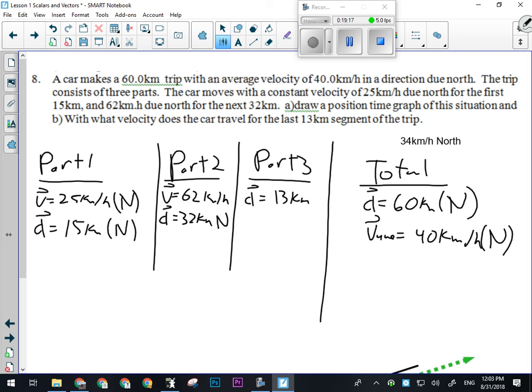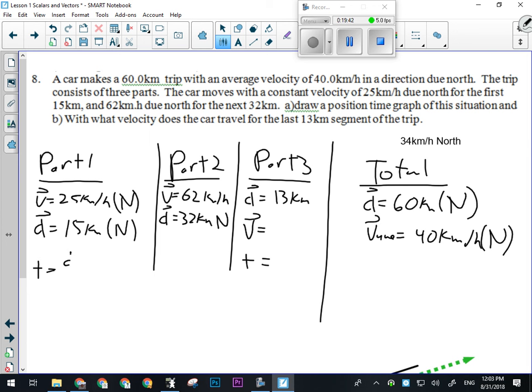Okay, so if I'm going to find out at what velocity the car is traveling in part three, what else do I need to know about part three? I need to know how long it took. Now, here's the thing. I don't have the time for part two, and I don't have the time for part one, but I can find them because I have both D and V for both.